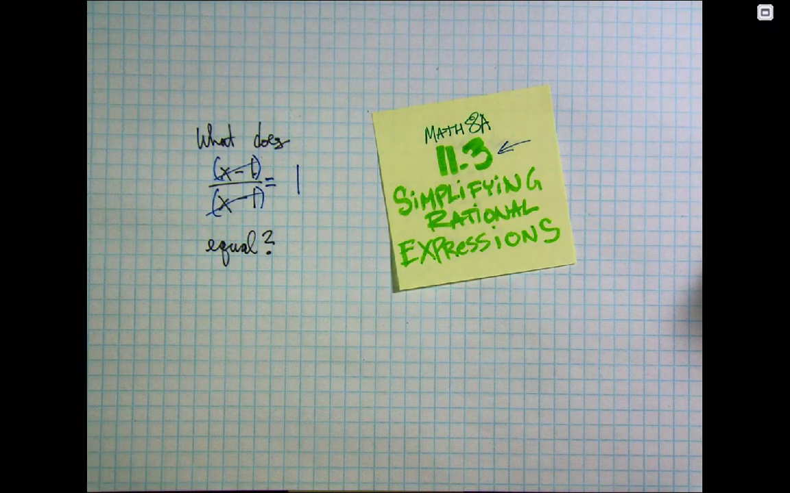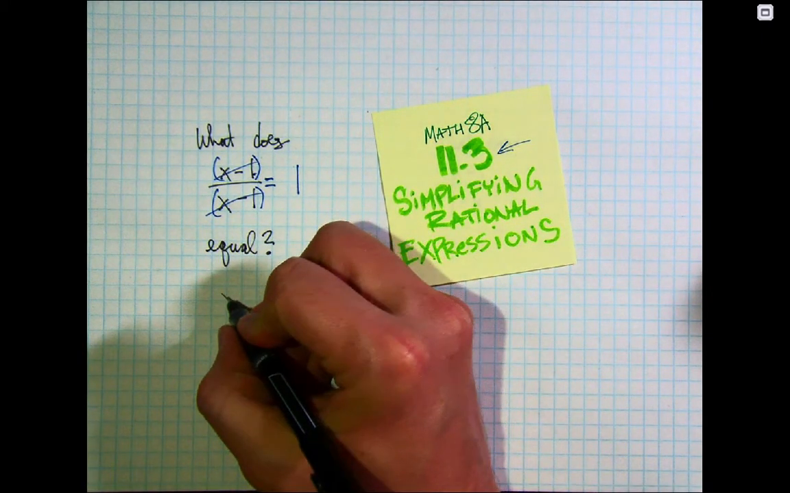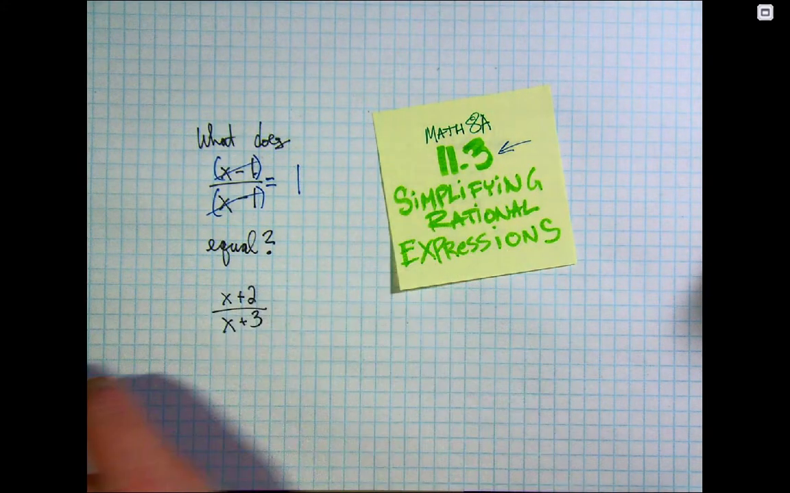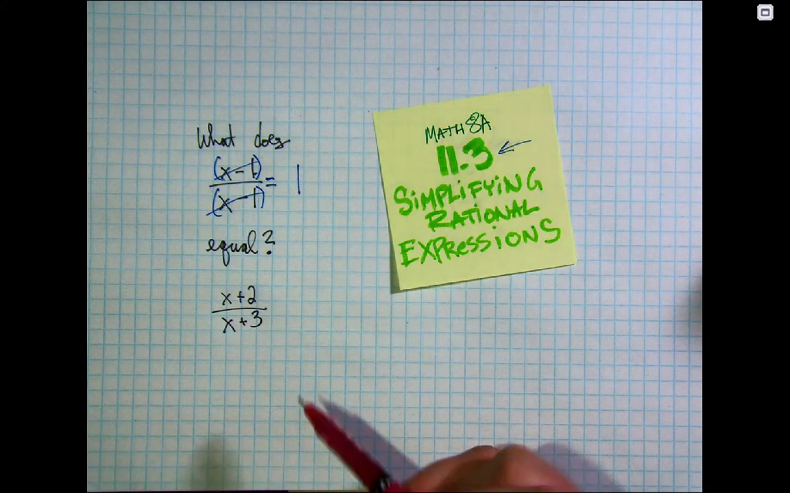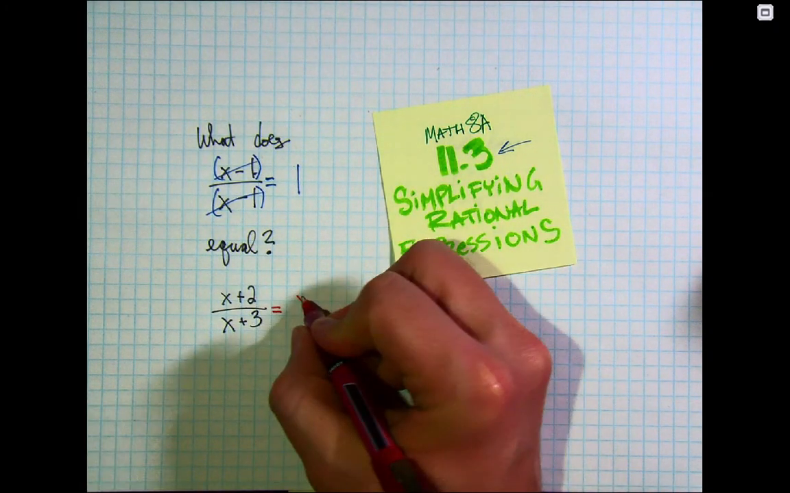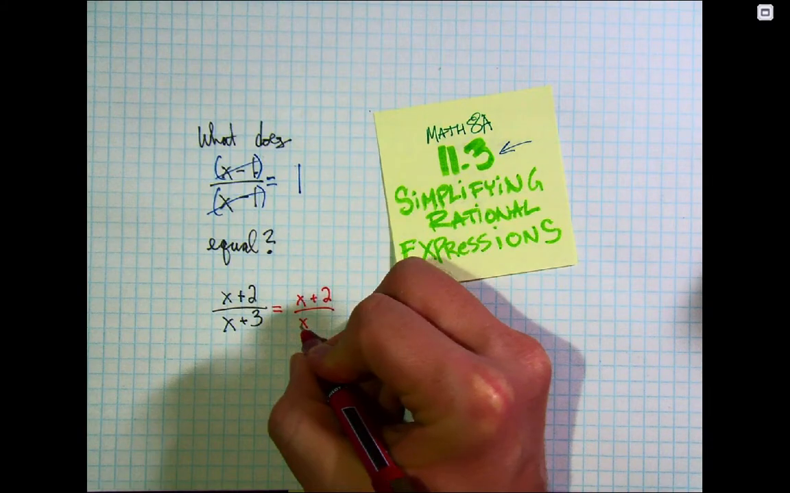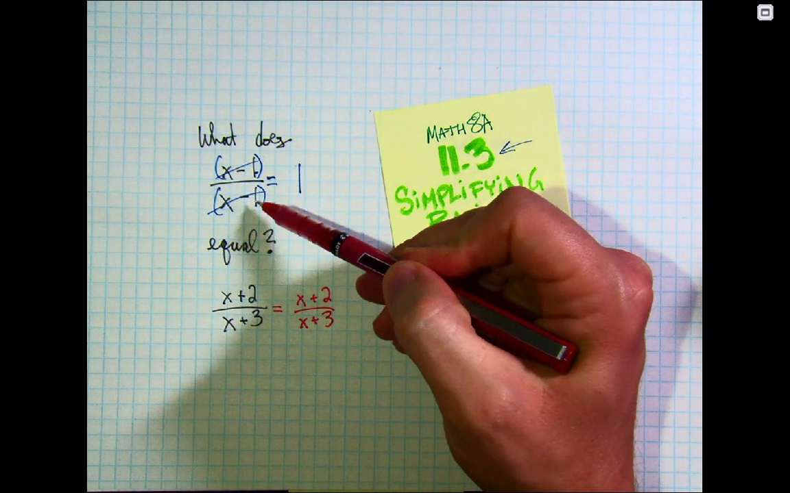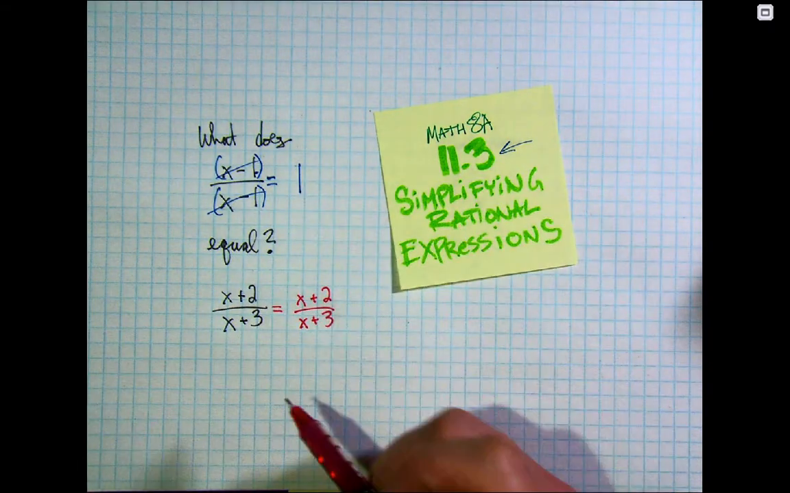Now, I do want you to be careful when you think about this. When you are simplifying a rational expression, let's say it was x plus 2 over x plus 3, sometimes you cannot simplify this. Sometimes the simplest version of it is just itself. Don't think that just because we scratched x's and minus 1's out here that we can scratch x's here.